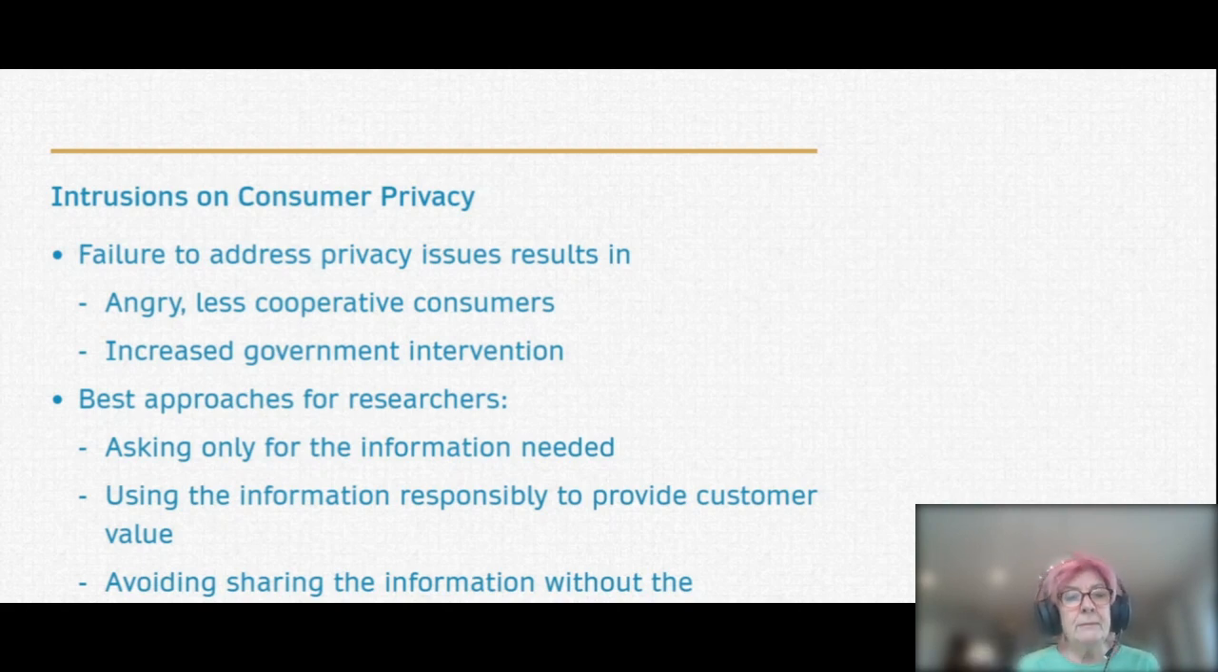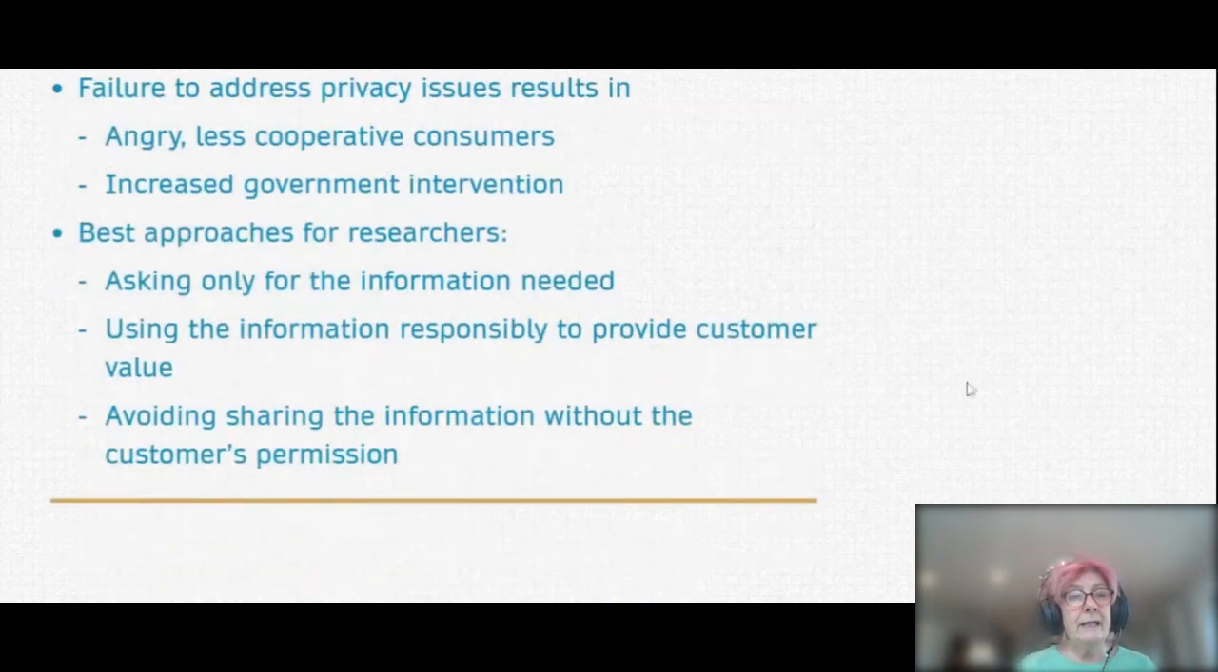The second thing is to make sure that the information is always used responsibly, so that it's not used for other purposes. It's just used for the purpose for which it was collected, to provide that customer value. And look after it, keep it safe. Don't share it without the customer's permission. Those are 3 good principles that wherever you are in the world will help a company to protect its reputation.